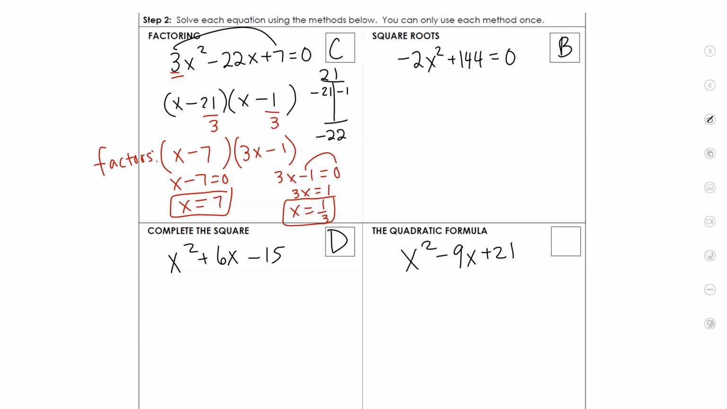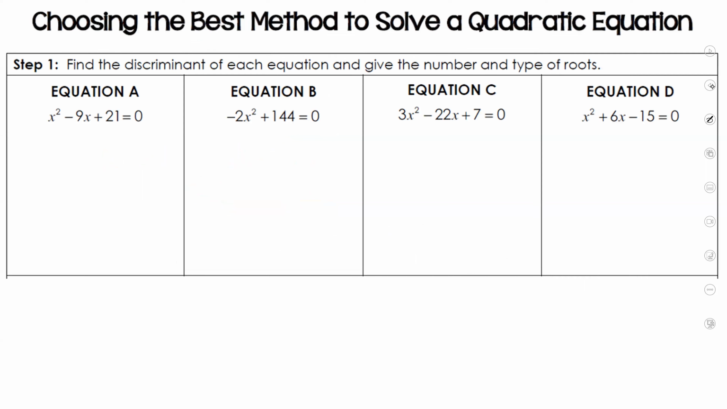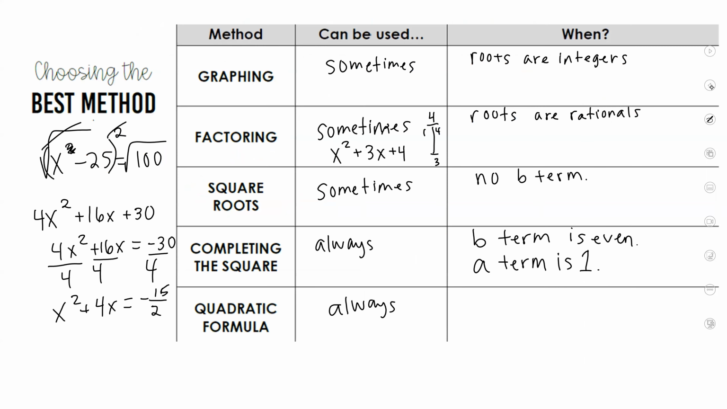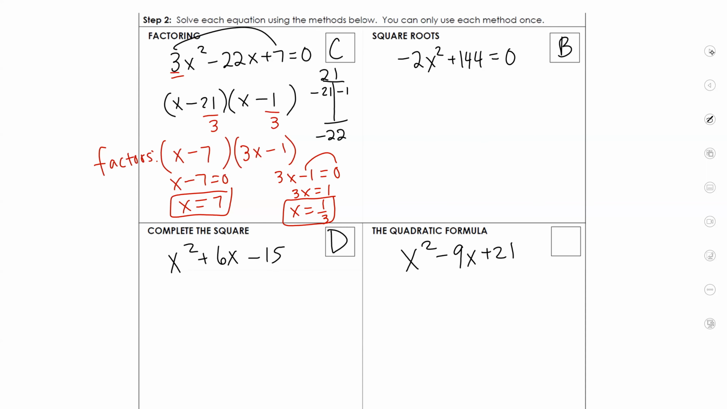Also, if you did the previous part of finding the discriminant, what was the discriminant of this equation? 400. Oh, just 400, okay? So you can easily take the square root of 400. It's just 20. So we'll get good numbers. That's why we got good numbers here. Easy to graph. Okay, now we'll do the square root method.